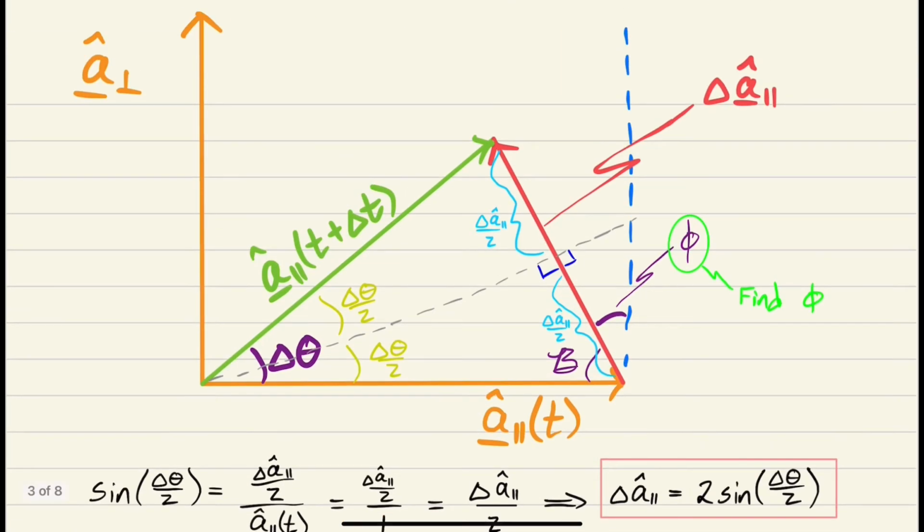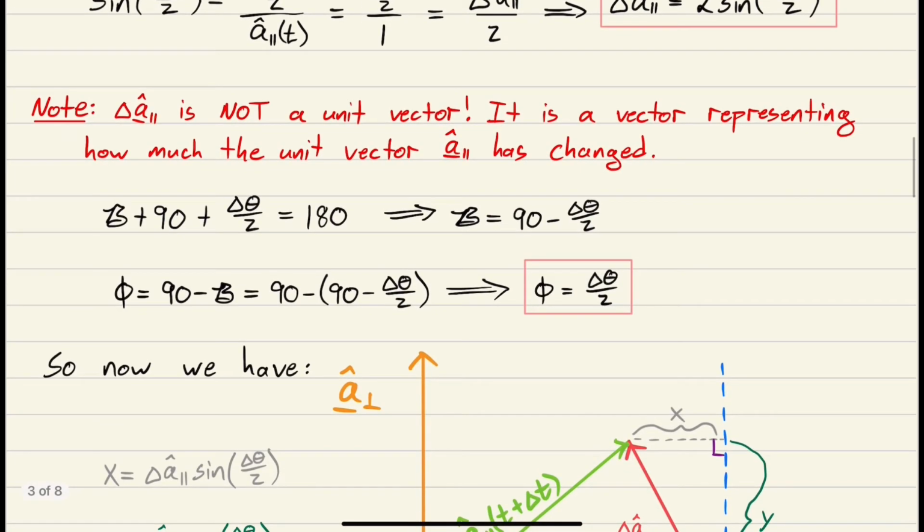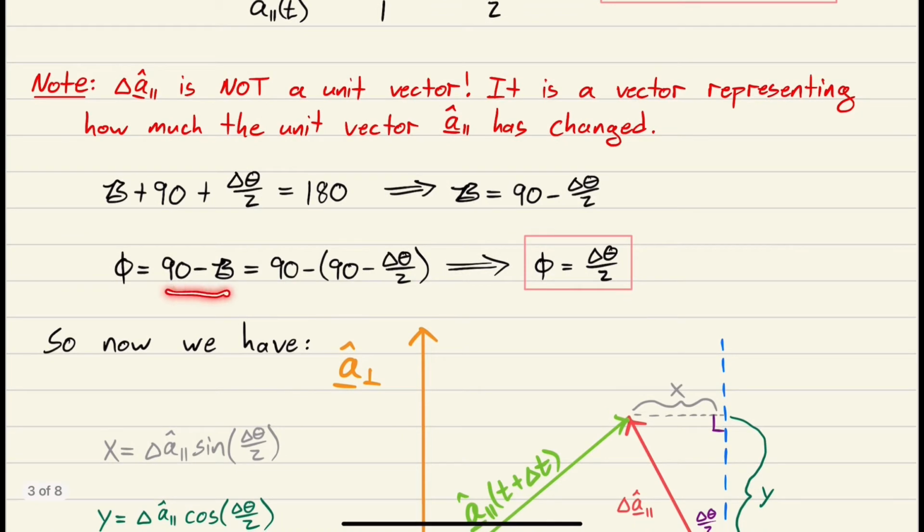Now, if we have this straight line, this up and down line, this blue line, and we're trying to find this angle here, well, we know that this is 90. So this angle, what I called phi, is going to be equal to 90 minus beta. So let's write that out. Phi is equal to 90 minus beta. And we just said beta is 90 minus delta theta over 2. So 90 minus, and then this is beta. So that gives us that phi is equal to delta theta over 2. Okay, we did it.